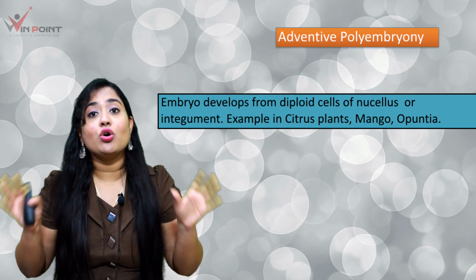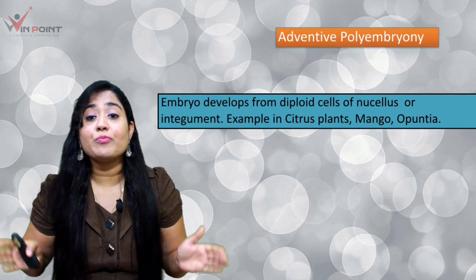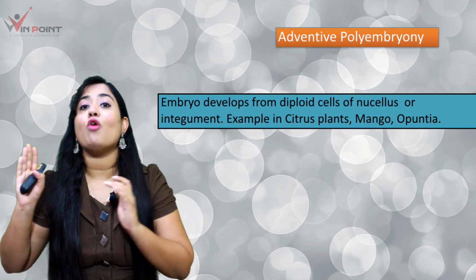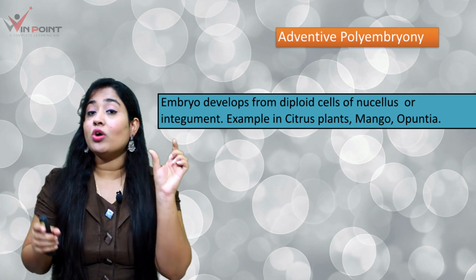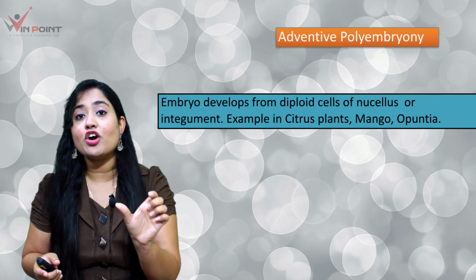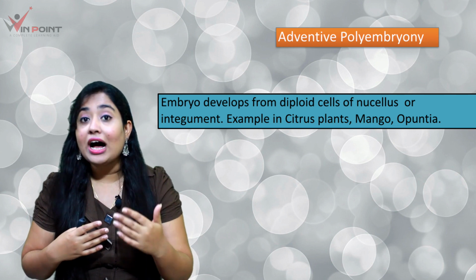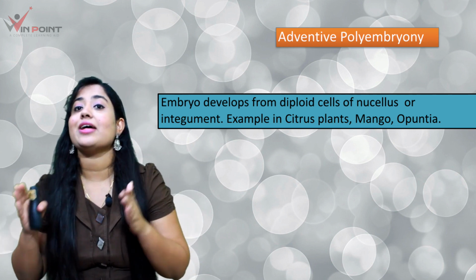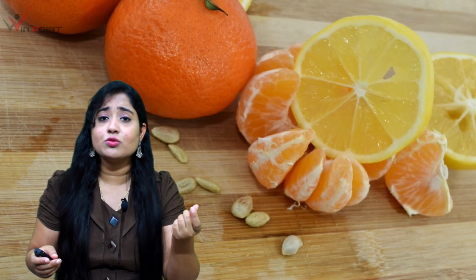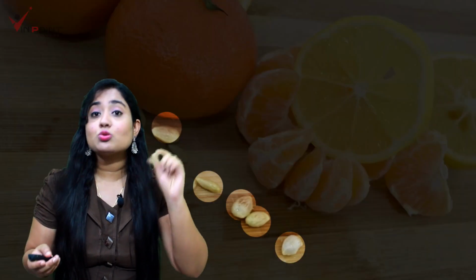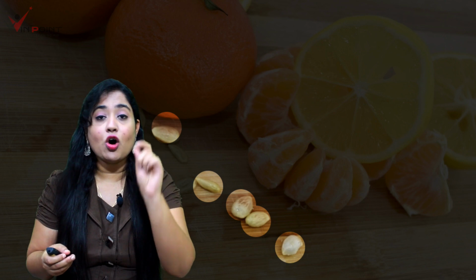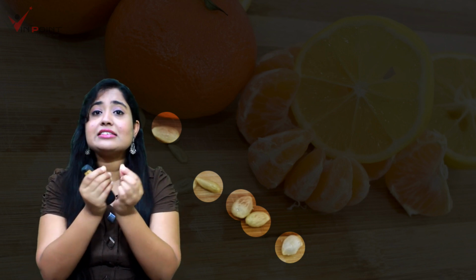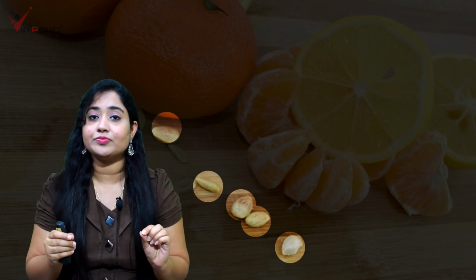So, such ovules contain many embryos, so they are called polyembryony. So, the word is clear, adventive polyembryony, because it has more than one embryo in a single ovule. So, it is known as polyembryony. If you take any citrus fruit, just for an example, an orange, you squeeze the seed of the orange, you can see that inside it many embryos are there. So, therefore, it is polyembryony.